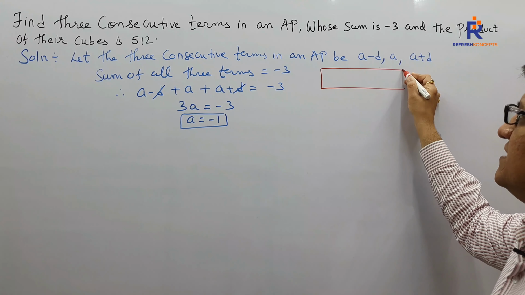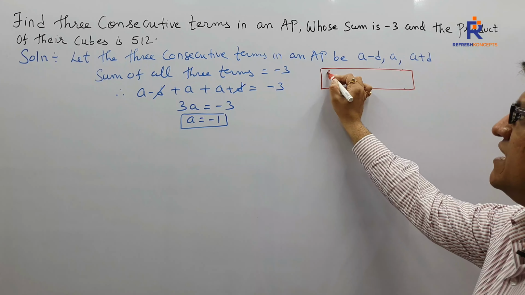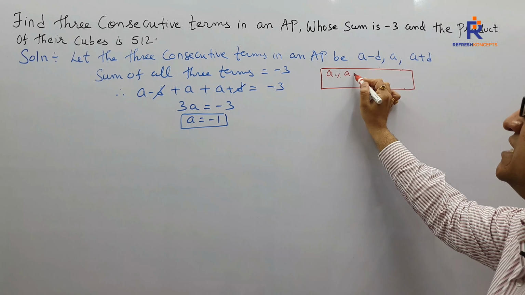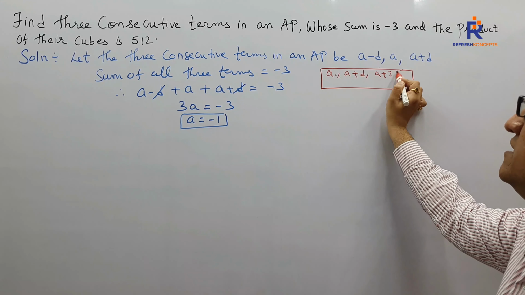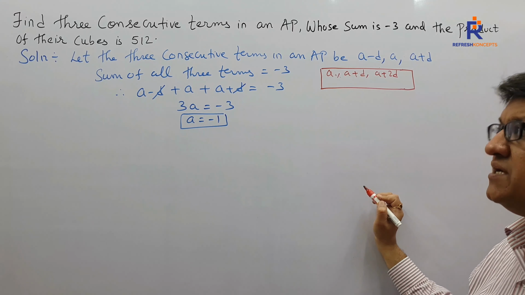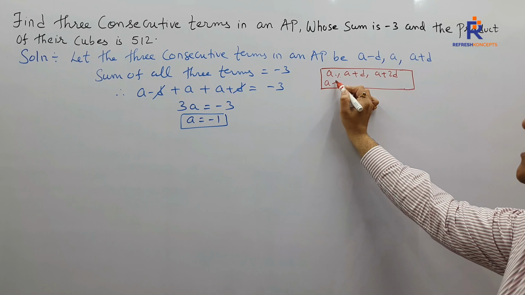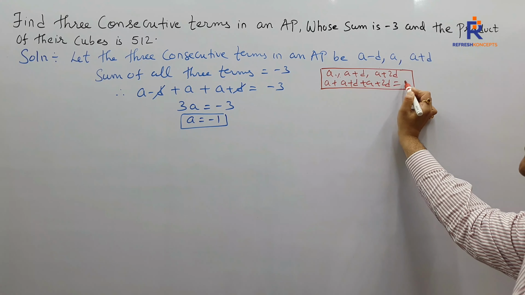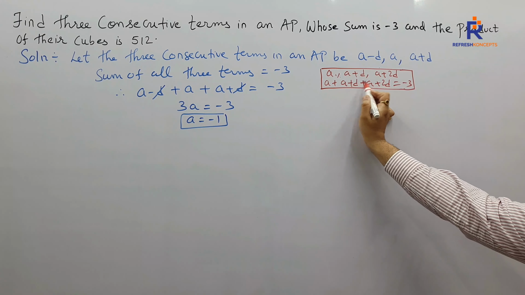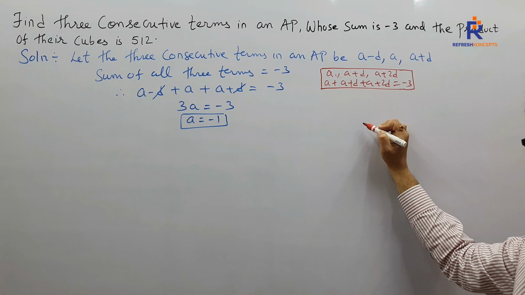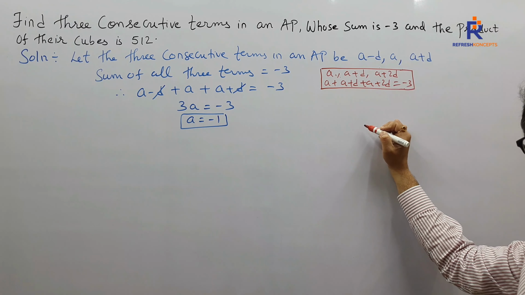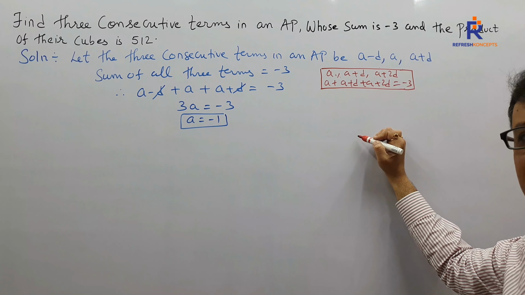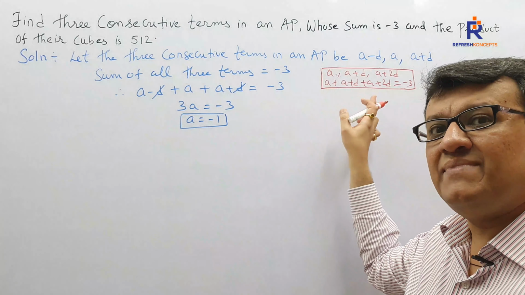Had I taken this as A, three terms as A plus D and A plus 2D as three consecutive terms, what would be my condition? A plus D plus A plus 2D, which is minus 3. 3A plus 3D is minus 3. 3 common, A plus D is minus 3. Divide by 3, A plus D is minus 1. So don't you think I will not get the value of A directly? I'll get a simultaneous linear equation.